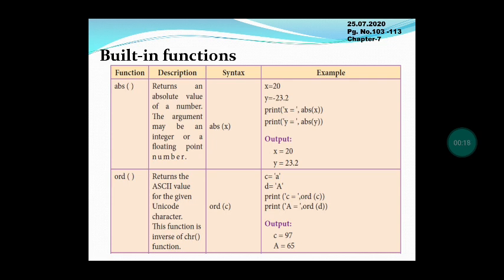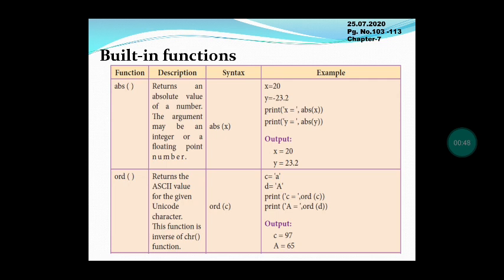The syntax for the abs function is abs(x), and the example for this abs is x equal to 20 and y equal to minus 23.2, and we are printing abs of x and abs of y. For the x value 20, the absolute value is the same, and for the y value minus 23.2, it is printed as 23.2.